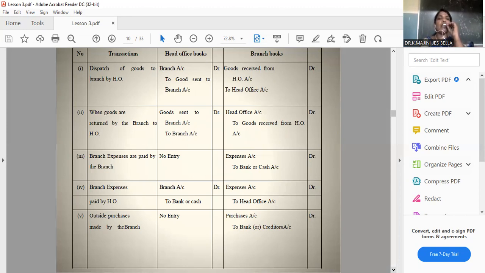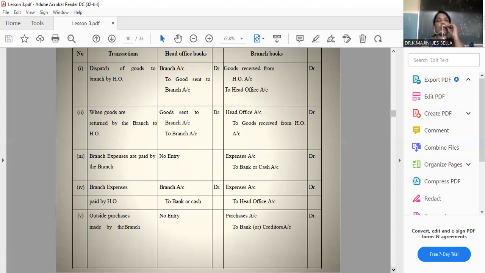When the expenses are paid by the branch, what is the journal entry? In the books of head office, no entry. Why? Because they are not paying any expenses for their branch. But in the case of branch books, we have to write the journal entry: expenses account debtor to bank or cash account.